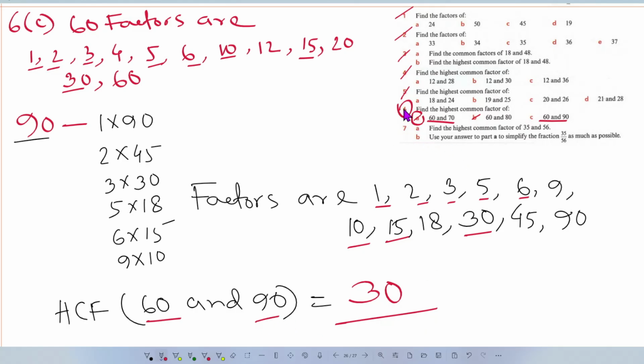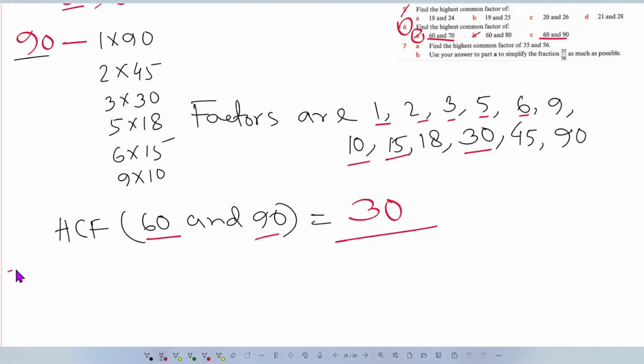So number 6 done. 7A. Find the highest common factor of 35 and 56. So 35 factors are 1, then what? 5, 7, 35, right? And what about 56?